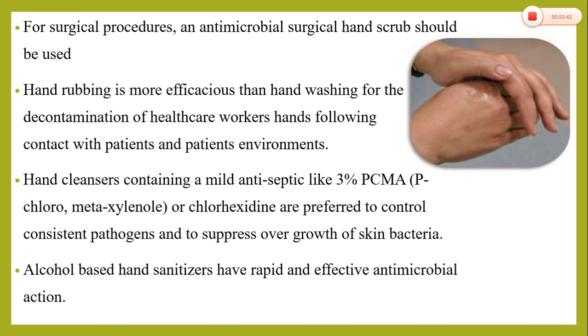For surgical procedures, an antimicrobial surgical hand scrub should be used. Hand rubbing is more efficacious than hand washing for the decontamination of healthcare workers' hands following contact with the patients and patient's environment. Hand cleansers containing a mild antiseptic like 3% chloro meta-xylenole or chlorhexidine are preferred to control consistent pathogens and to suppress overgrowth of skin bacteria. Alcohol-based hand sanitizers have rapid and effective antimicrobial action.